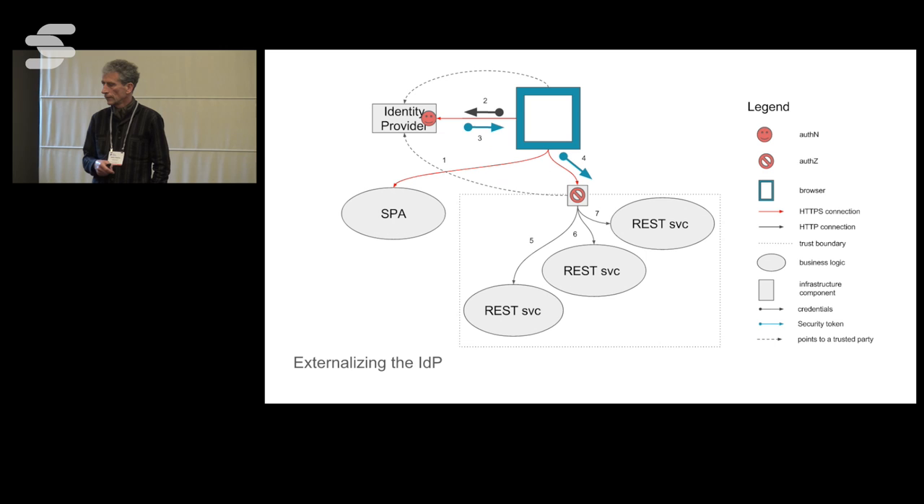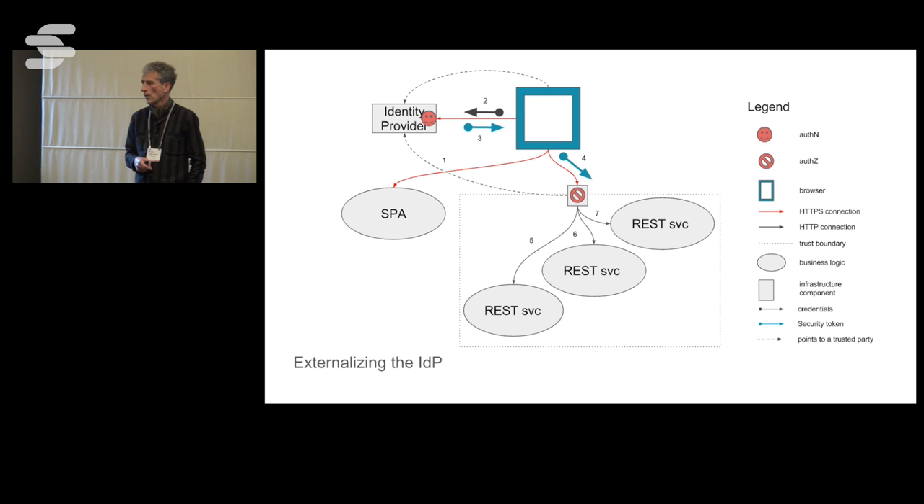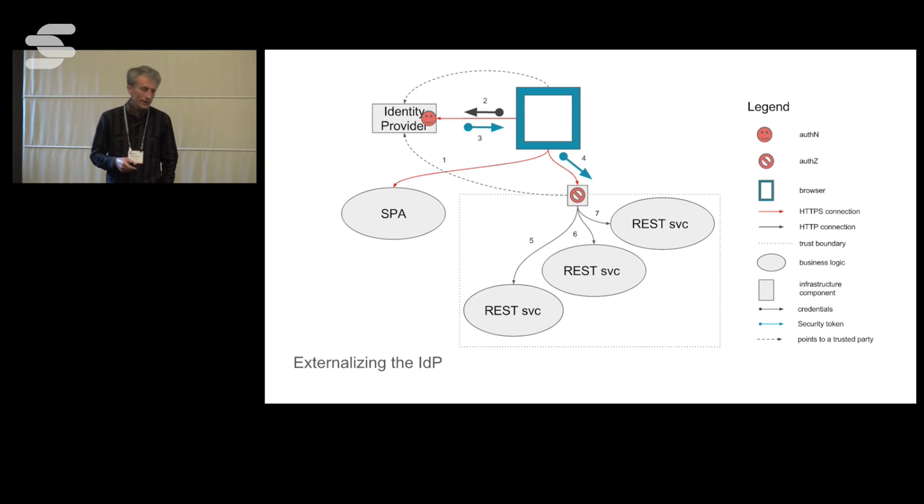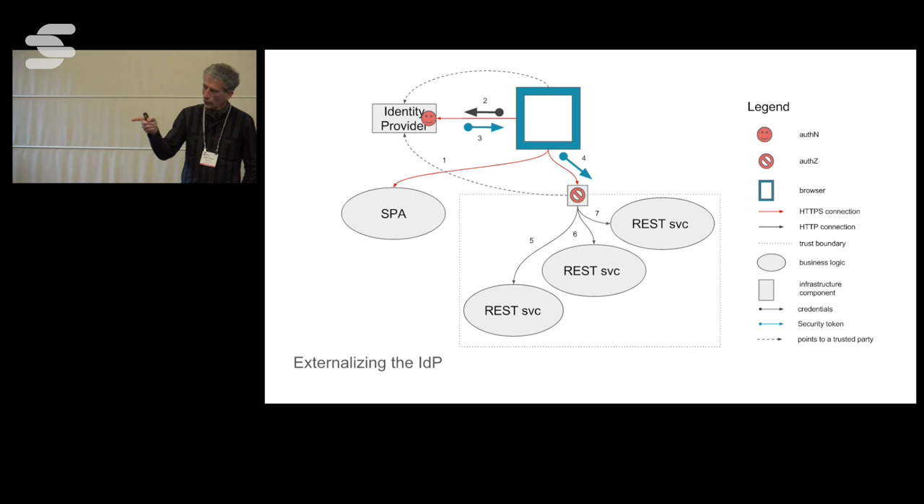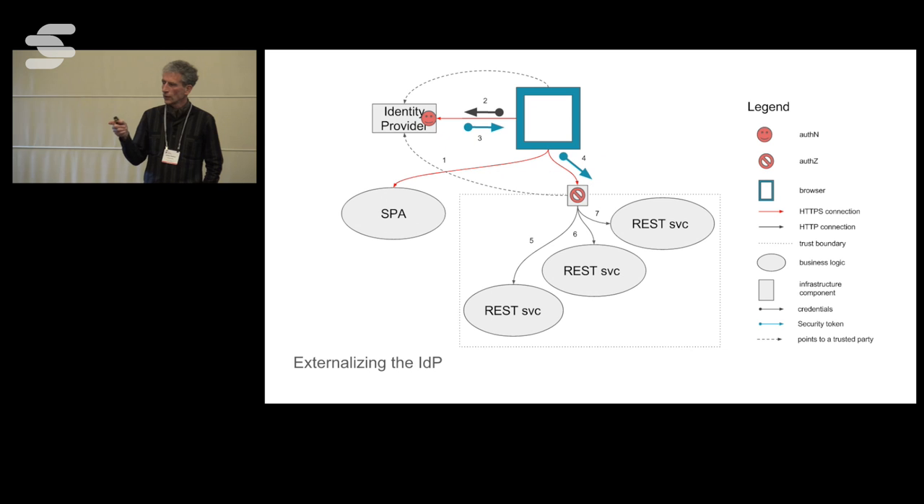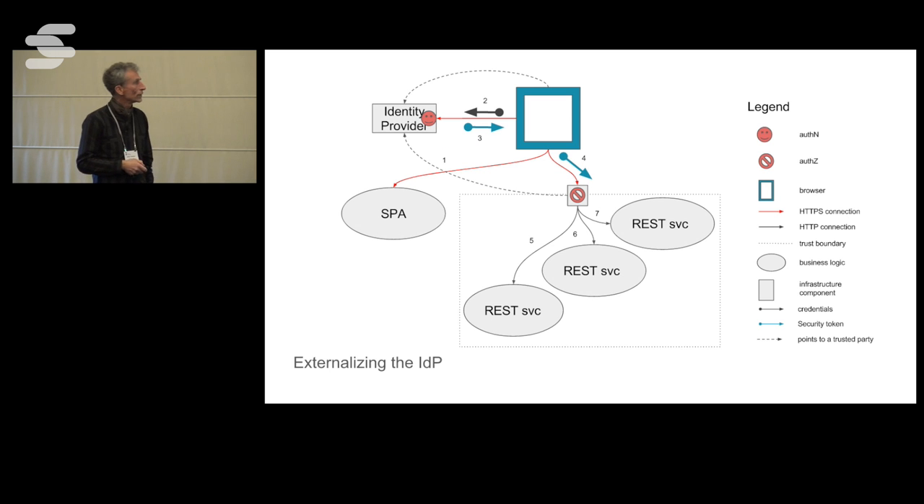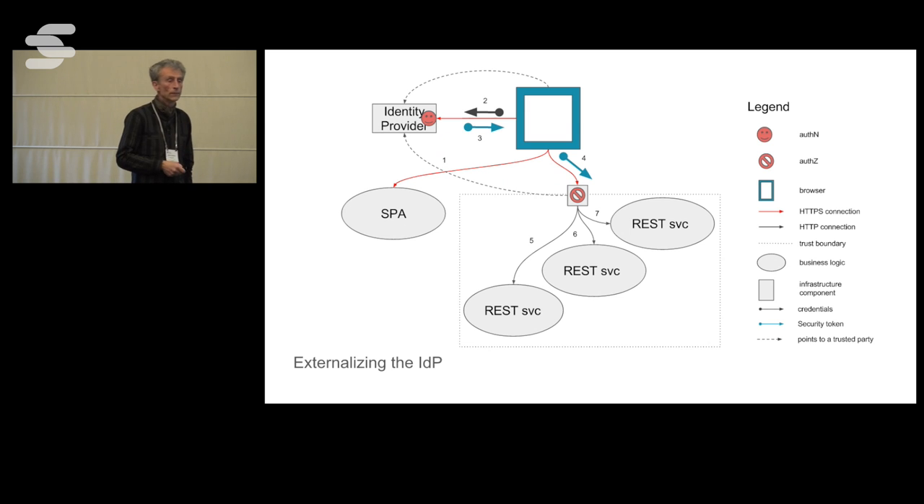Older mechanisms have you go back and re-verify the token with the IDP every request. Oh, right, yes, okay. We'll talk about that later. Yeah, so that's a very good point. That's a very important point. You do not want to add an extra round trip back to the identity provider, for efficiency reasons.